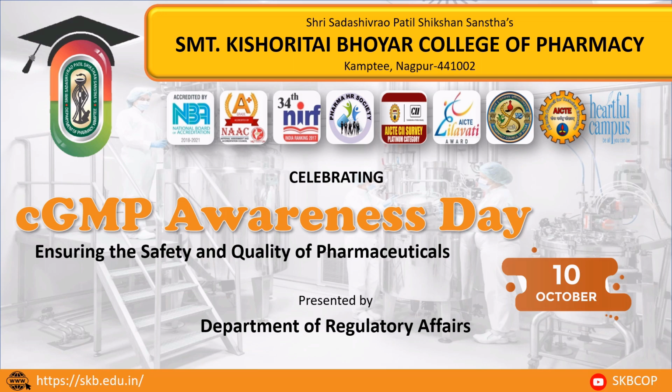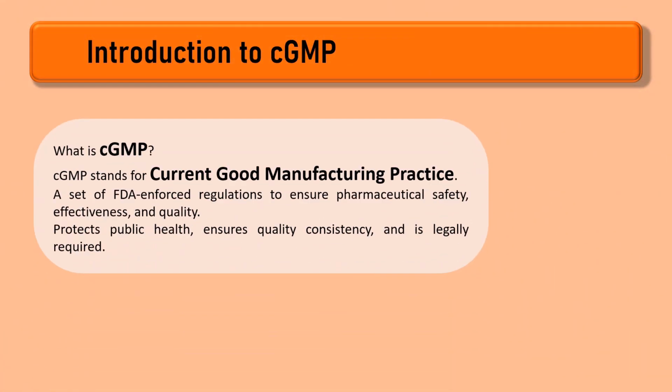Introduction to cGMP. Let us understand what is cGMP first. cGMP stands for Current Good Manufacturing Practice, a set of FDA-enforced regulations designed to ensure that pharmaceutical products are safe, effective, and of high quality. cGMP affects all aspects of the drug manufacturing process, from raw material sourcing to packaging and distribution.